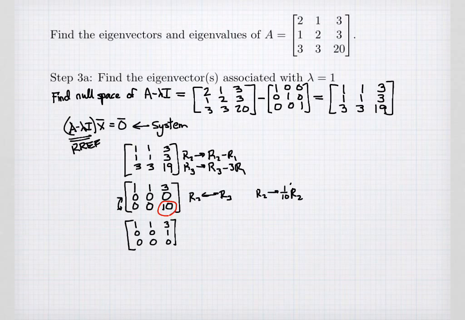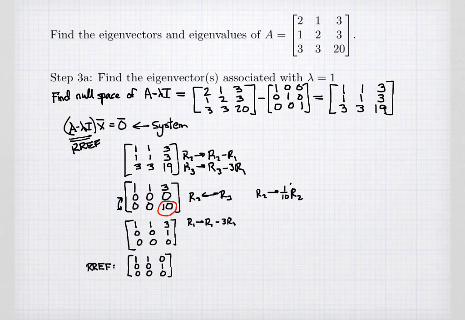Now finally, with a 1 in this spot, I can eliminate the 3 by taking row 1 and replacing it by row 1 minus 3 row 2. And this is going to give me my final reduced row echelon form matrix. My reduced row echelon form matrix gives me a new system of equations that's in a reduced form.